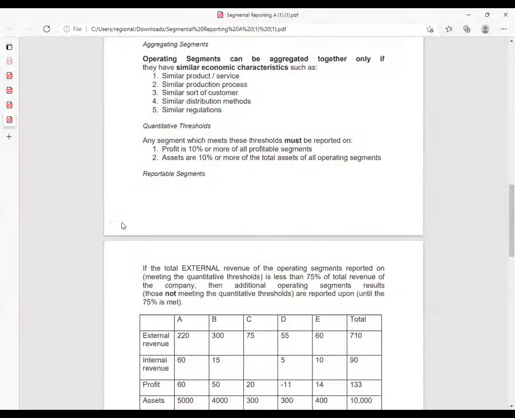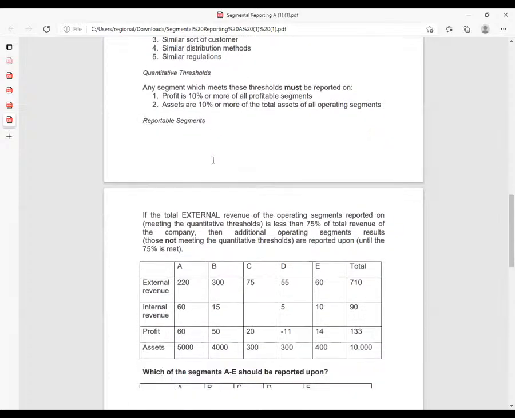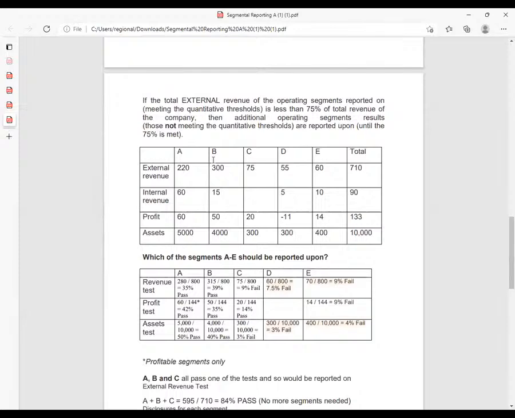Then we have also the concept of 10% in form of assets. Now, listen to me very well. I have an example here.